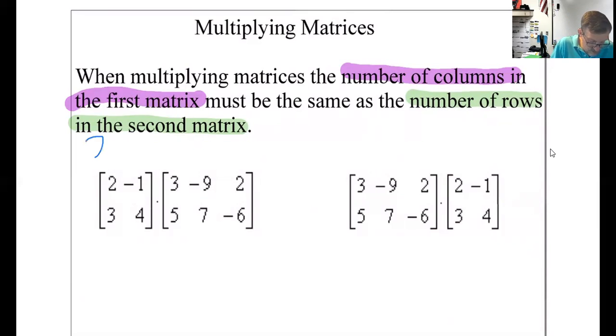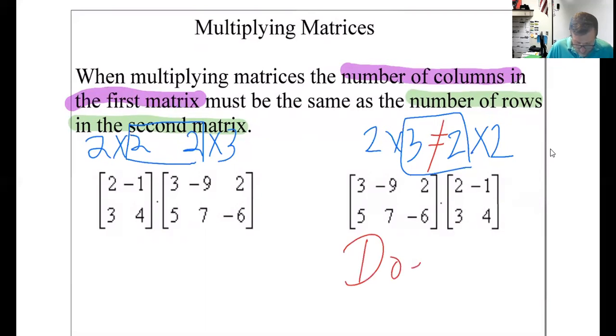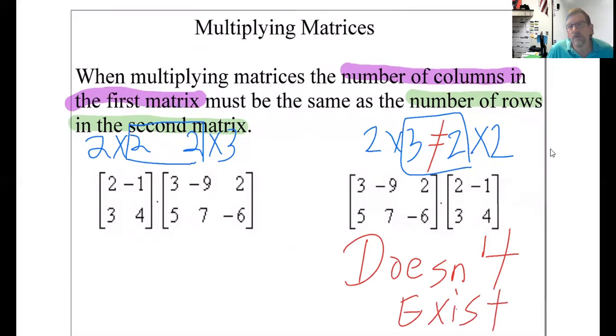So this is a 2 by 2, and this is a 2 by 3. So the first thing before you're asked to multiply it, always write this down and make sure these two numbers are the same. This one's 2 by 3, and this one's a 2 by 2. So since these two are not equal, can't multiply. So we just write doesn't exist. This one, however, can work out.